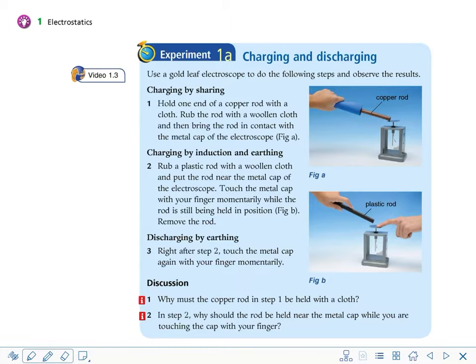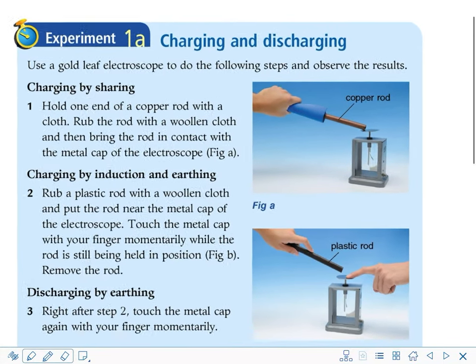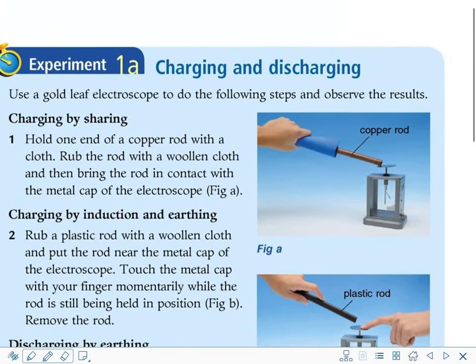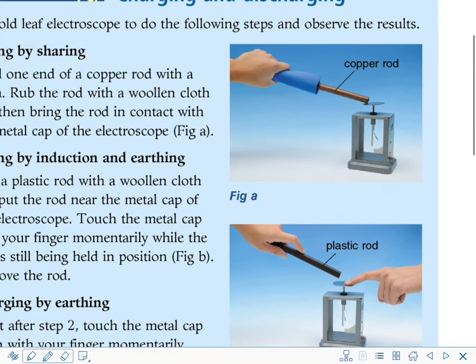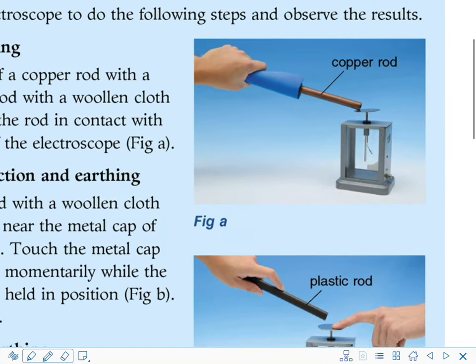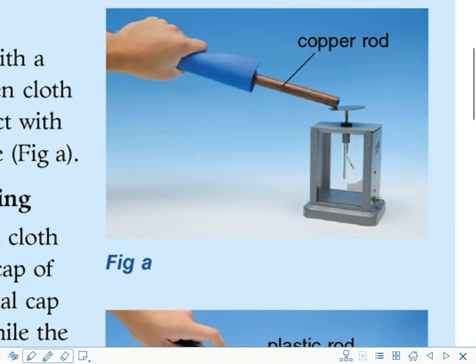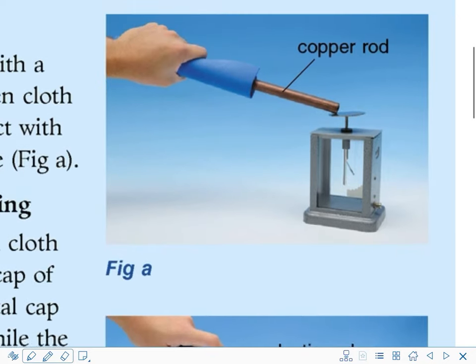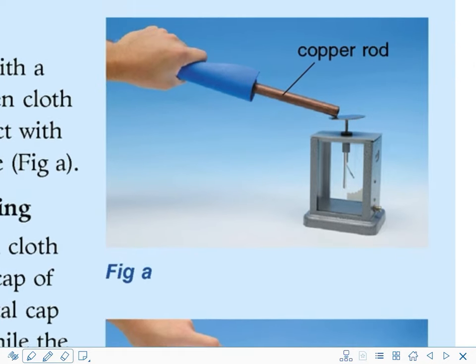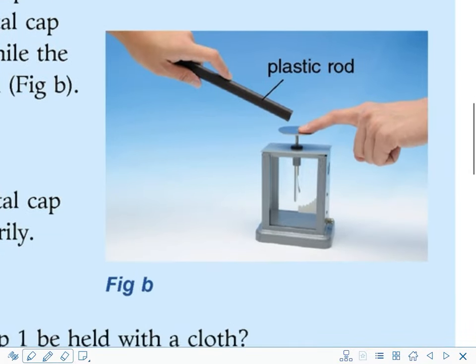Charge by friction. We can rub the copper rod with a cloth, and then it can be detected by the electroscope. The gold leaf rises. If the rod is now negatively charged, you will share the charge with the electroscope, so the gold leaf will rise.